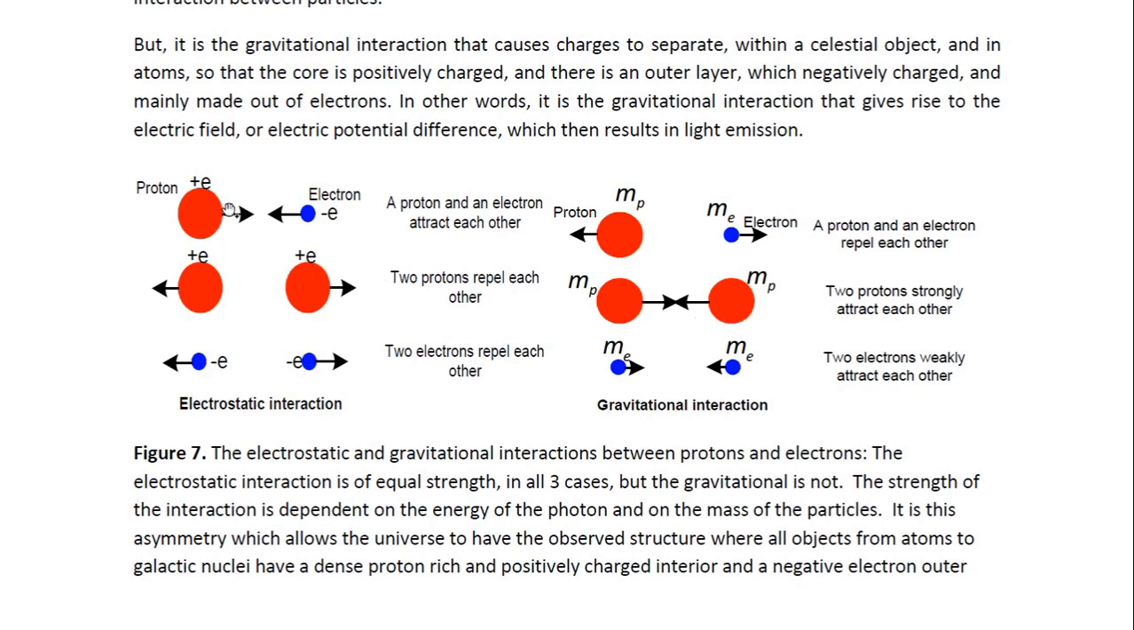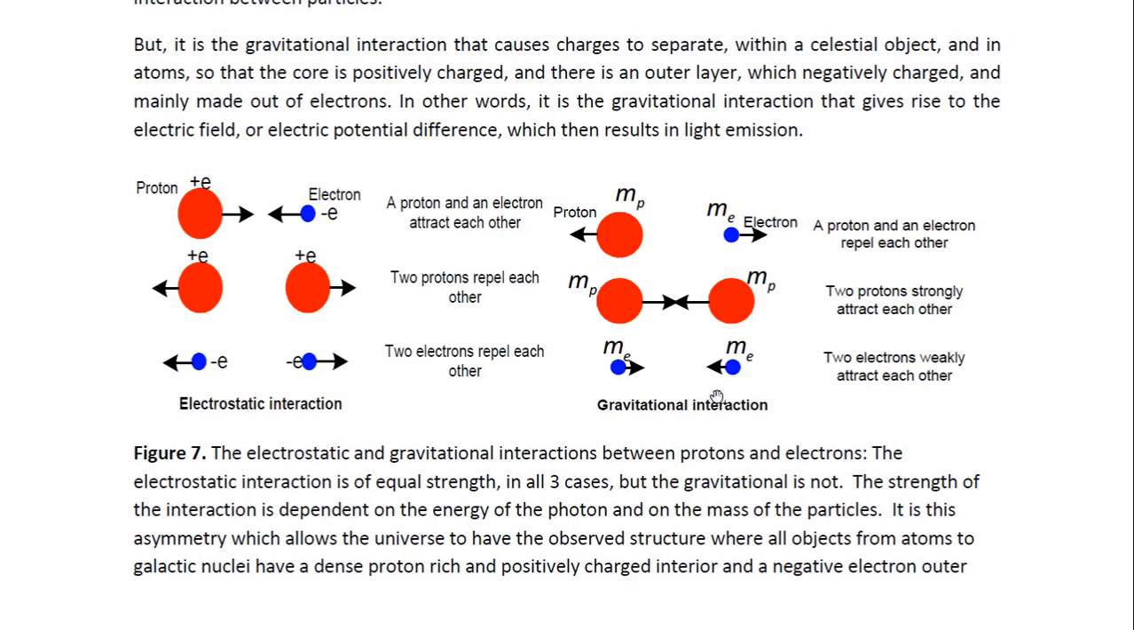Then the strength of the electrostatic interaction is always the same in all cases, but with the gravitational interaction it depends on the mass of the particles. Because the proton is much more massive than the electron, the strongest interaction is between the two protons. Then comes the interaction between a proton and electron, which is repulsive, and the weakest is the interaction between two electrons, which have very low mass.